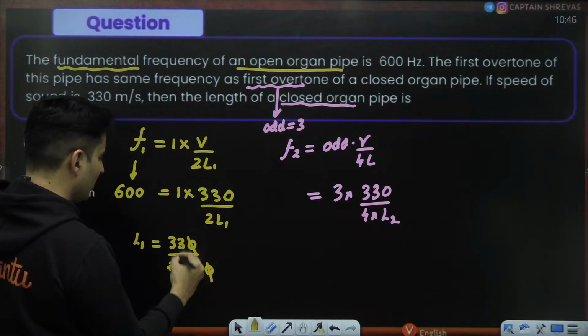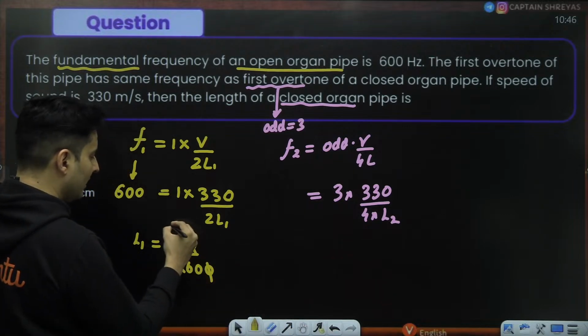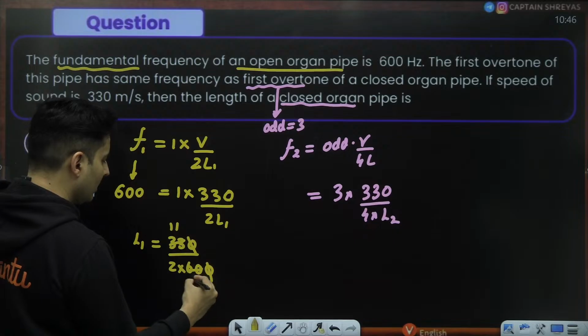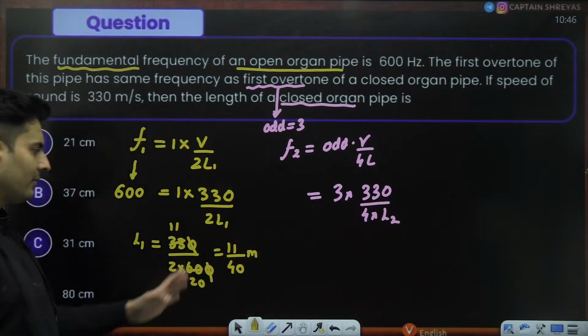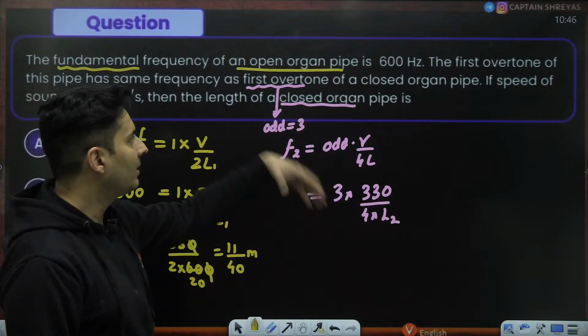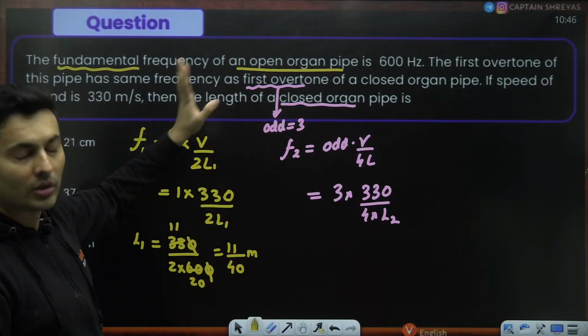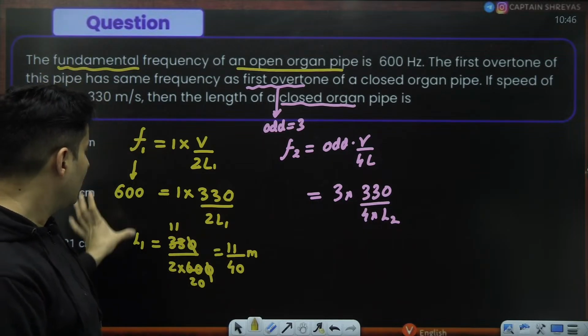0 cancels. 2, sorry, that's it. 0 cancels. Divided by 3, 11. Divided by 3, that will be 20. So it will be nothing but 11 divided by 40 meters. 11 divided by 40 meters is the length. Now that same length, that pipe is there. Another, no, sorry, the same length, the pipe is not there.